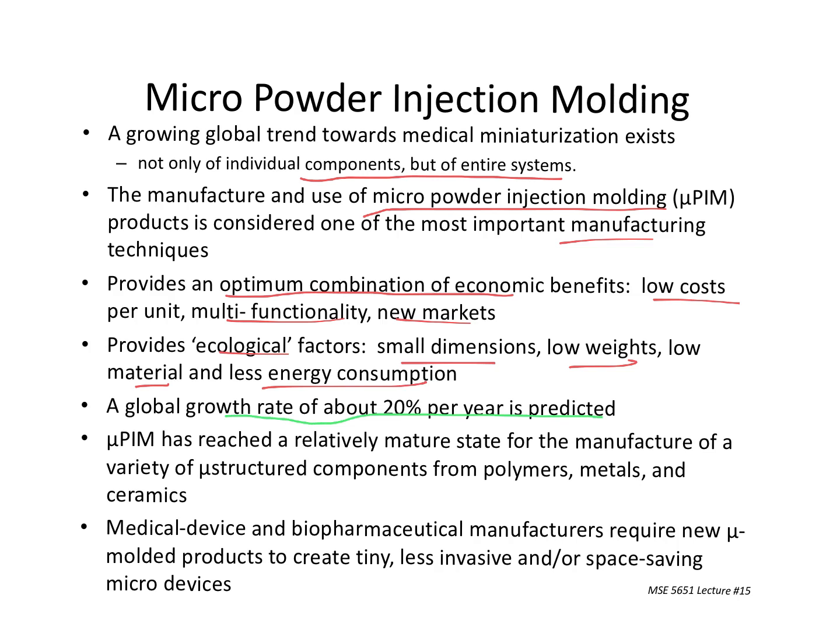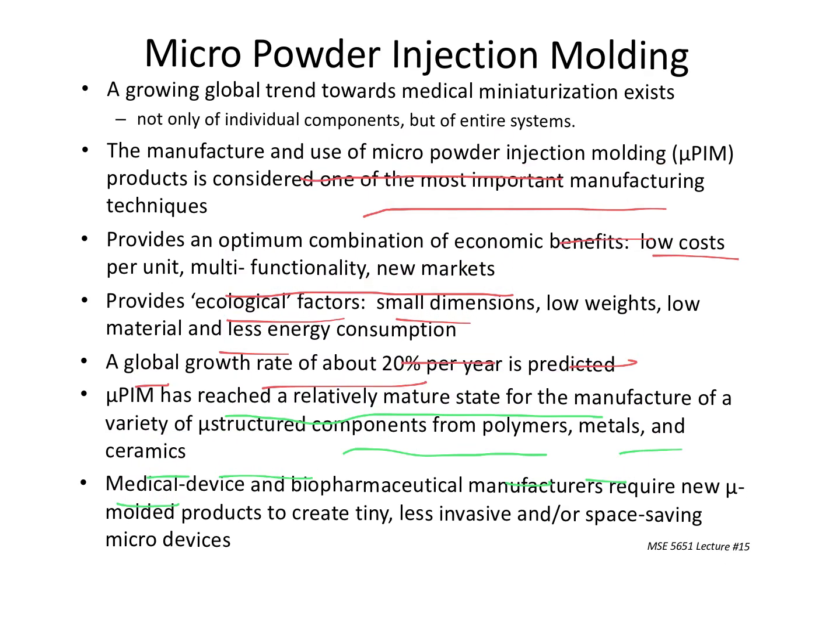But anyway, it has reached a relatively mature state for the manufacture of a variety of microstructural components from polymers, metals, and ceramics. And in the context of medicine, this is particularly significant because biopharmaceutical manufacturers require new micromolded components to create tiny, less invasive, and or space-saving micro devices. When you talk about pharmaceuticals, you can use these things to deliver drugs. That's what that's referring to. So not only do they have mechanical functions, and not only can the tissue integrate with them, but they can also deliver drugs to those tissues as well.